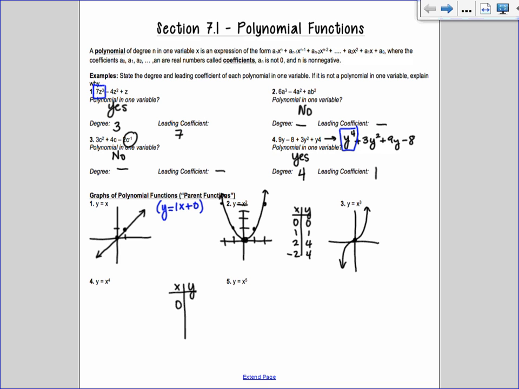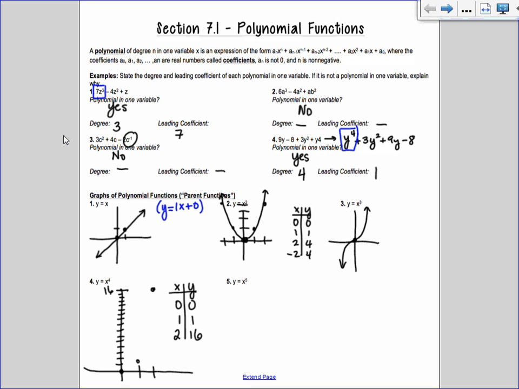If I plug in 0, I do get 0. If I plug in 1, I still get 1. But if I plug in 2, when I do 2 to the 4th, it goes up really, really fast. It goes up to 16. So if I'm graphing this, I have 2, and then we'll say this is 16. So I get 2, 16, 1, 1. I'm kind of exaggerating the x-axis a little bit. 0, 0, and so on. So it shoots up much, much faster than the y equals x squared.